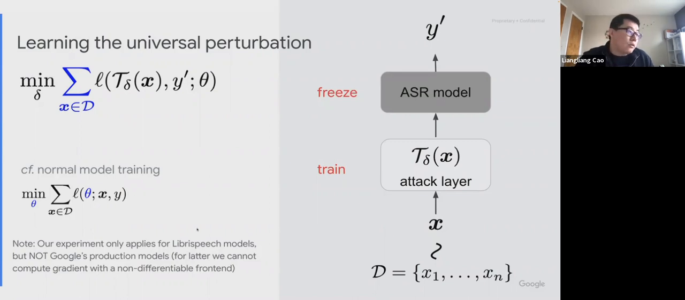We do not use this for Google production because the technical difficulty is that in Google production, we have a special front end. We cannot compute the gradient over this front end. So this learning cannot be a trigger, but we just want to use a public data set and a public model to demonstrate the problem.